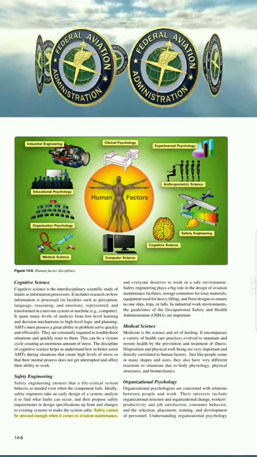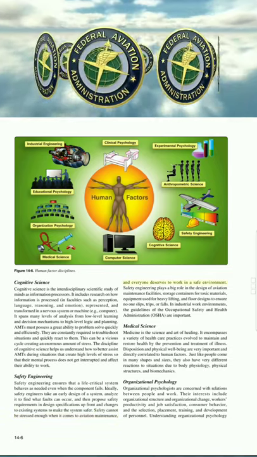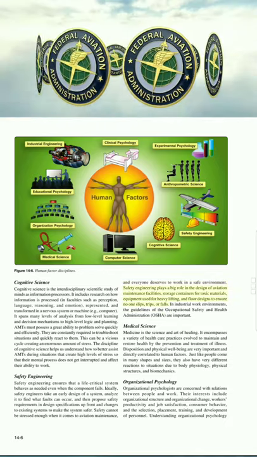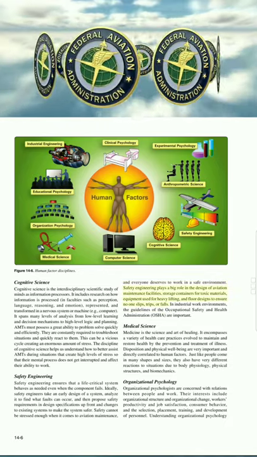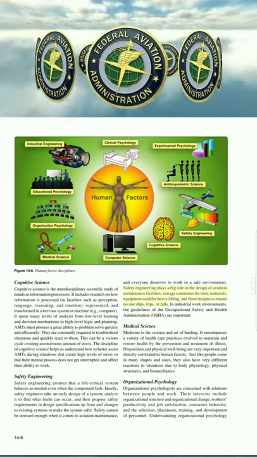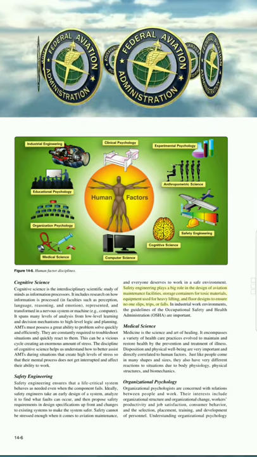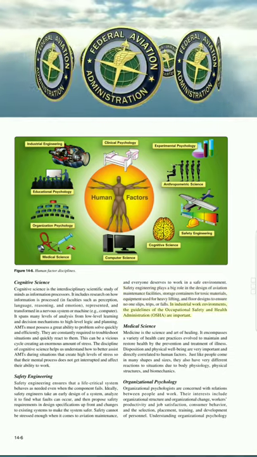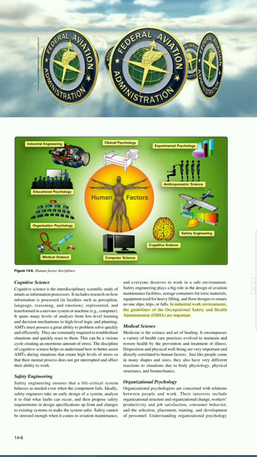Safety cannot be stressed enough when it comes to aviation maintenance, and everyone deserves to work in a safe environment. Safety engineering plays a big role in the design of aviation maintenance facilities, storage containers for toxic materials, equipment used for heavy lifting, and floor designs to ensure no one slips, trips, or falls. In industrial work environments, the guidelines of the Occupational Safety and Health Administration, OSHA, are important.